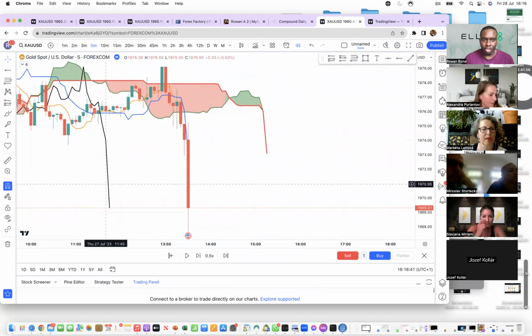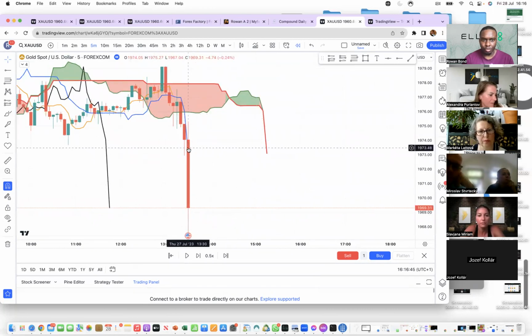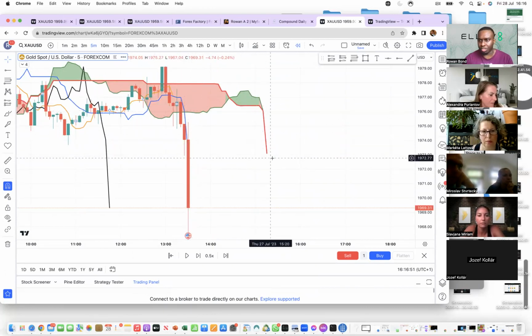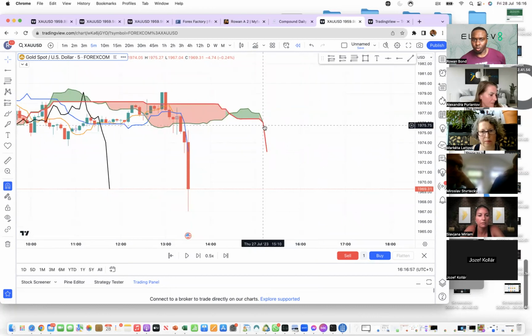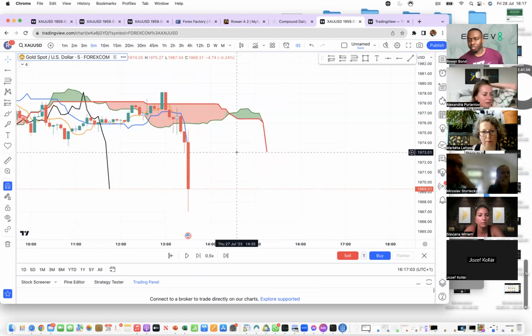See, the lagging line is pointing down. If I hover over this, you can see that the lines, the orange and the blue line are pointing down, and the cloud is pointing down. As long as the cloud is doing this and the lines are pointing down, it means that there's a lot of pressure, there's a lot of momentum selling.